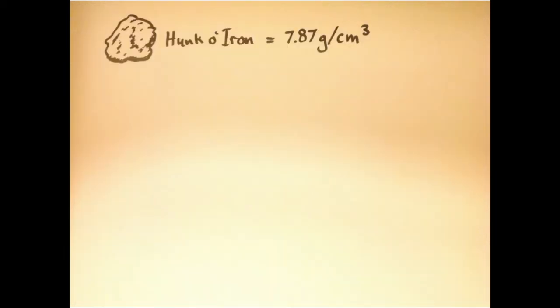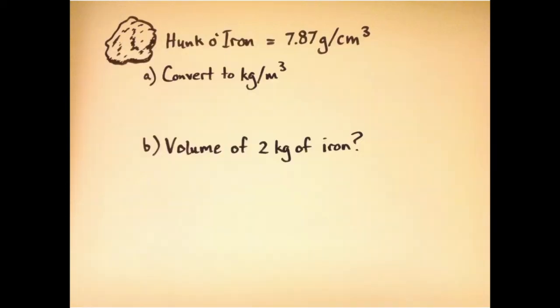So suppose we're looking at a hunk of iron that has a density of 7.87 grams per cubic centimeter. Now I'm going to ask you two questions about this. One is, convert those units to kilograms per cubic meter. And the other is, what would the volume of 2 kilograms of iron be? So remember, to begin with, write out the density that you're trying to convert as a fraction, like this.